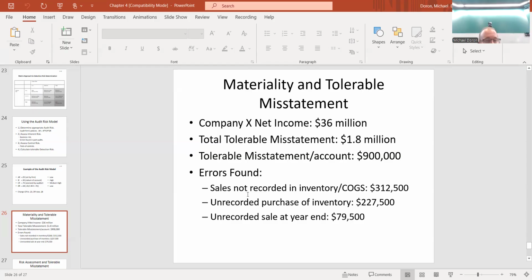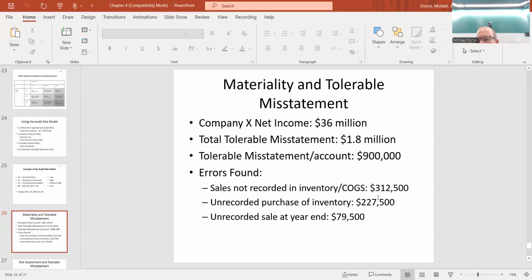Then let's say you're going through. On all audits, you will find errors. Nothing's perfect. You're talking about millions of transactions over a whole year. There will be errors. It's a matter of how big these errors are. So these are the errors you found. There was a sale that was not recorded in inventory and cost of goods sold. So they recorded the sale, but they didn't debit cost of goods sold and credit inventory.